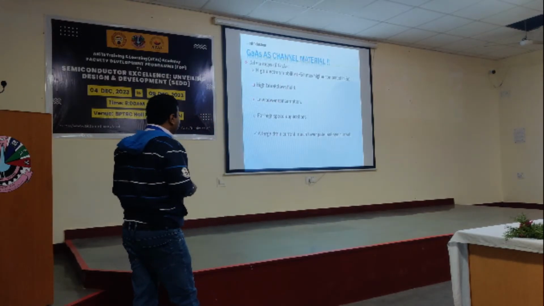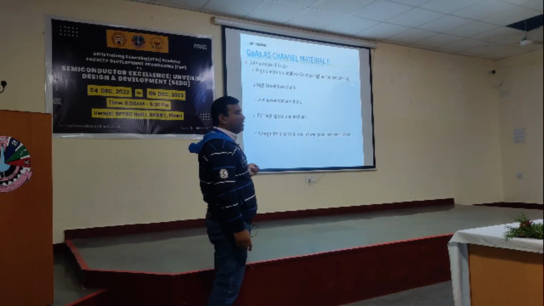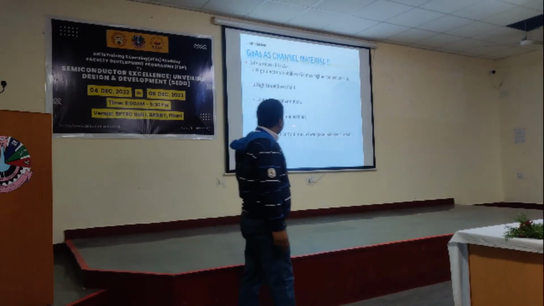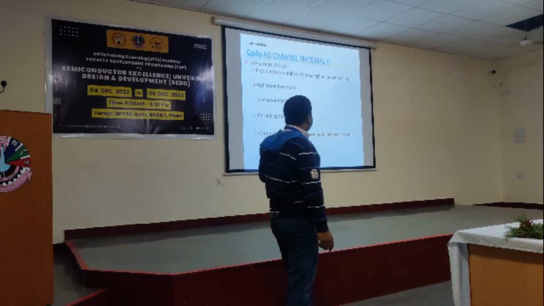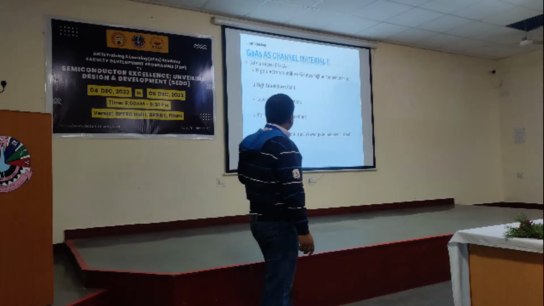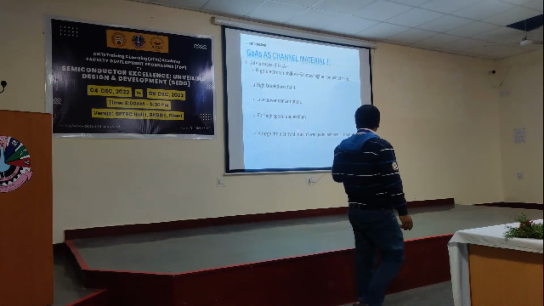What is that advantage? That advantage is high electron mobility, at least 5 times greater than your silicon. Silicon is 1800 cm² per volt second, whereas for gallium arsenide it is 9800 cm² per volt second. It also exhibits high breakdown field, low power consumption devices, and you can also apply this material for high speed device application.